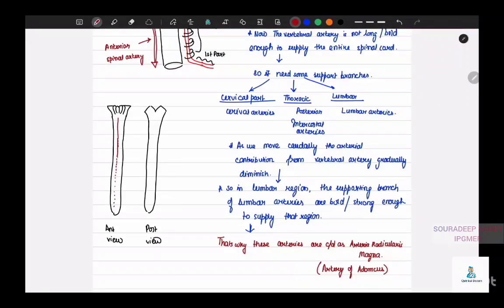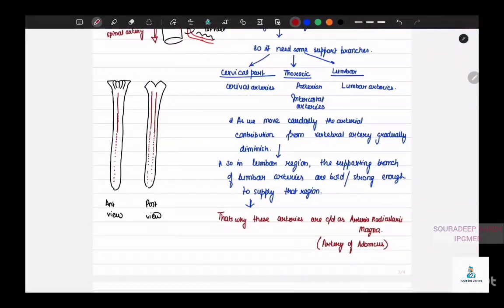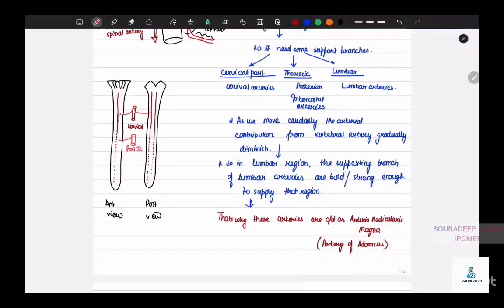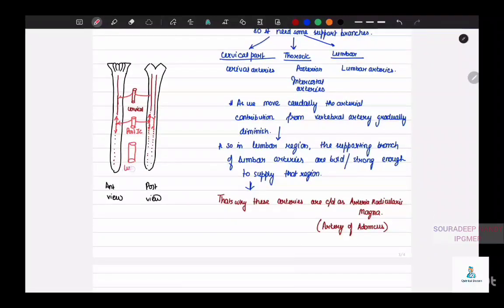In the anterior view, we can see the contribution from the vertebral artery gradually diminishes, and in the posterior view also. So here are the supporting arteries. Here the cervical. In the thoracic region, there is the posterior intercostal artery, which supports by gradual anastomosis, and in the lumbar region, there is the lumbar artery. So caudally, there is maximum contribution from the lumbar arteries, and cranially, there is maximum contribution from the vertebral artery.